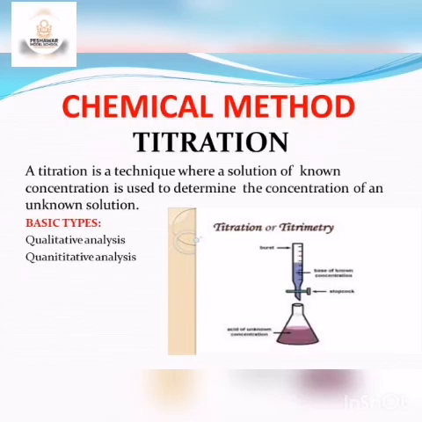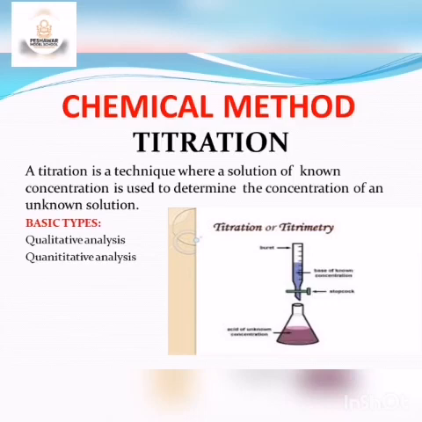Okay, the next one is the chemical method. In the chemical method there is titration. What is titration? It is a technique where a solution of known concentration is used to determine the concentration of an unknown solution. It means that here is a burette, and this is a titration flask, and in these apparatus we will put the known and unknown solutions. There are two basic types of titration: qualitative analysis and quantitative analysis.